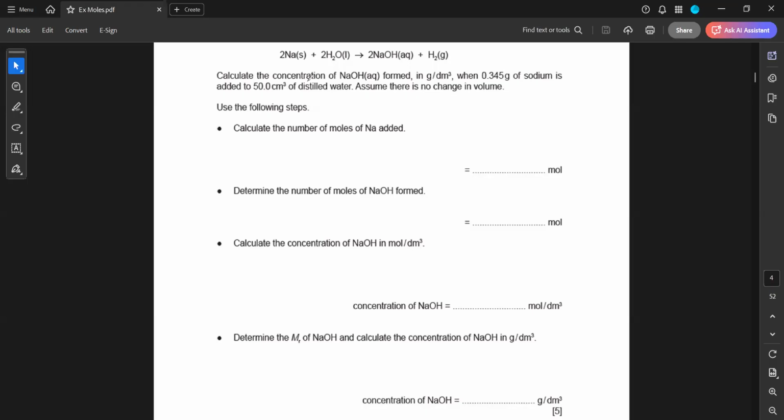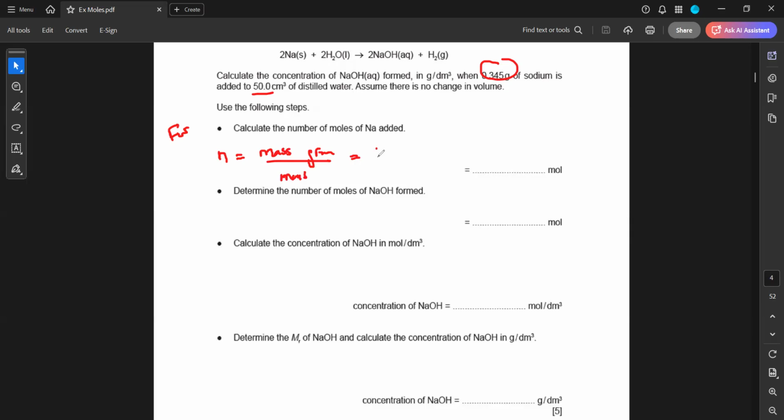The next is: calculate the concentration of sodium hydroxide in grams per decimeter cube when 0.345 grams of sodium is added to 50 cm cube of distilled water and there is no change in the volume. Calculate the number of moles of sodium added. So first we'll use the first part, we use a formula. We have the mass and we need the moles. So the formula, moles equal mass in gram divided by the molar mass.